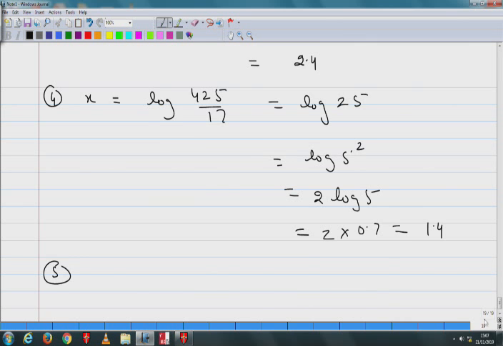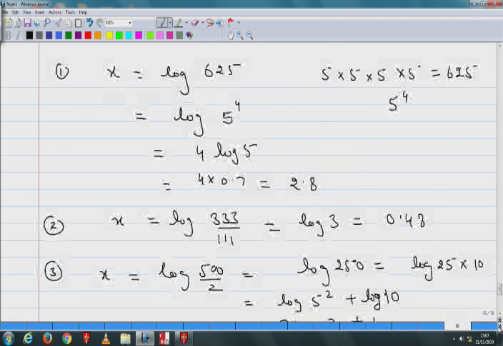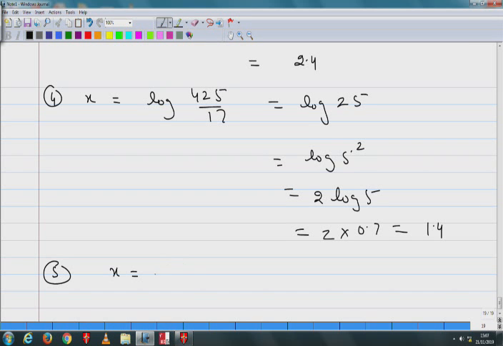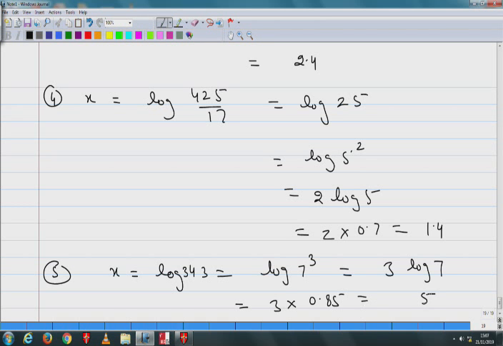Last, 343. 343 is actually the cube of 7. So this is 3 log 7. Log 7 is 0.85, so you can solve it. This one will be the answer.